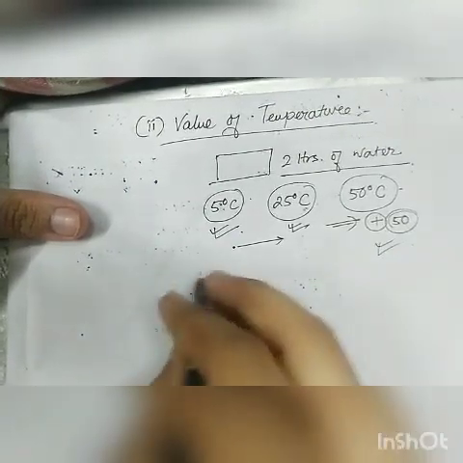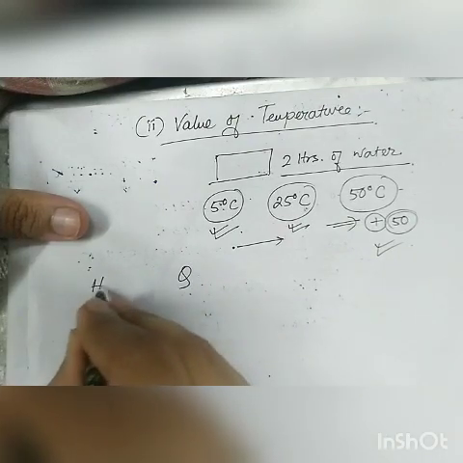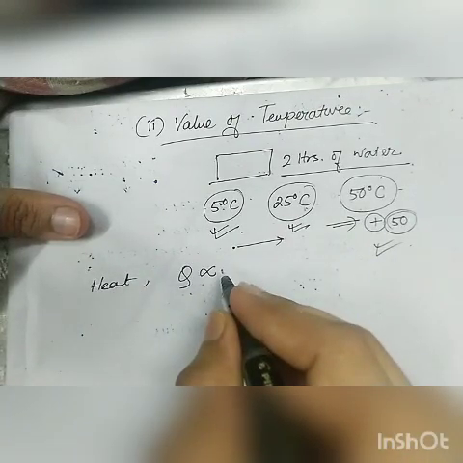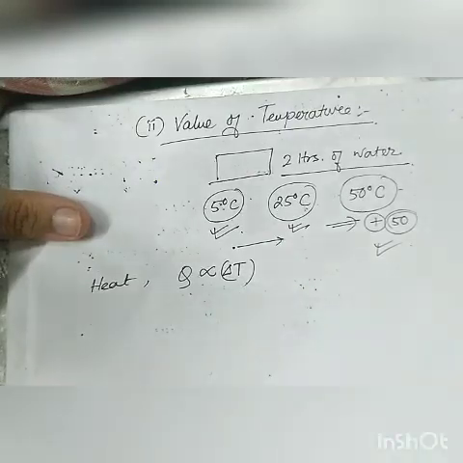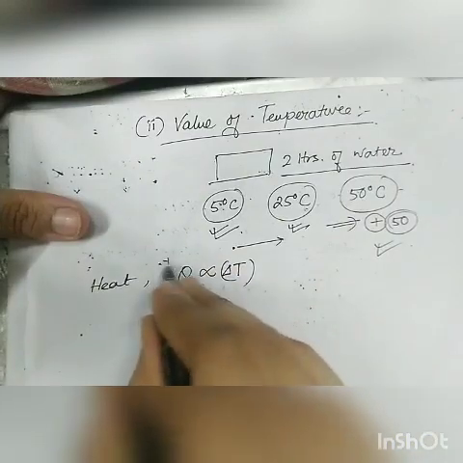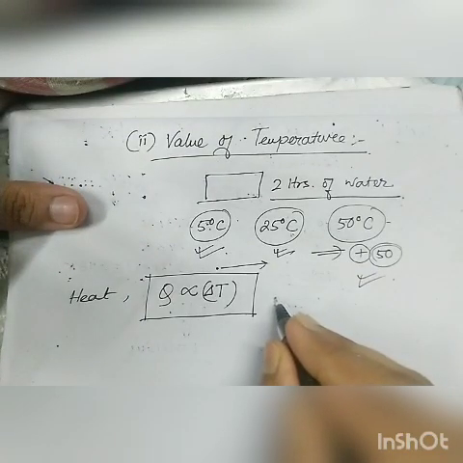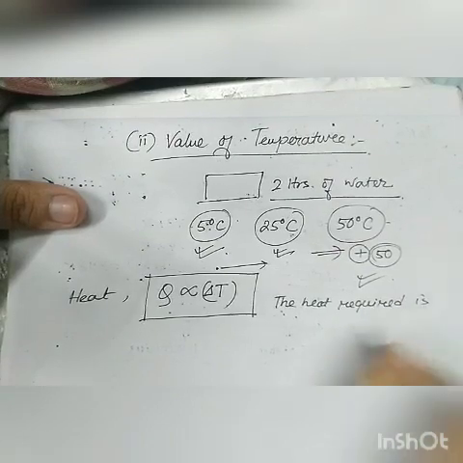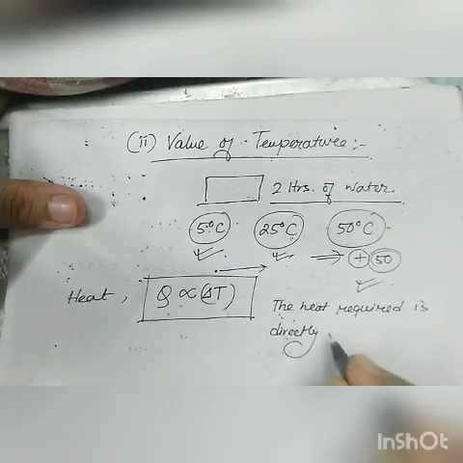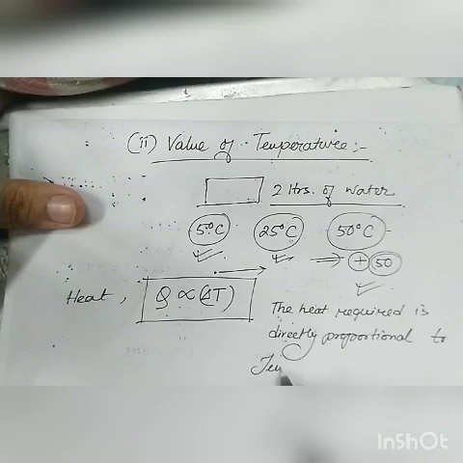So we can conclude the second relation: the amount of heat required, again Q, is proportional to how much temperature you want to increase. In short, delta T, where delta T represents the increase in temperature. So the heat required is directly proportional to the temperature increase.